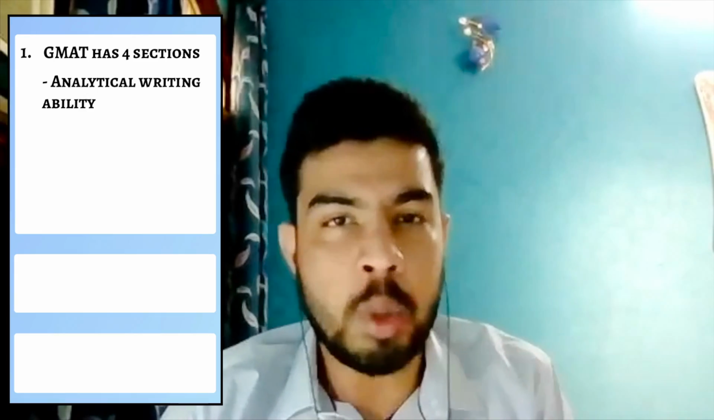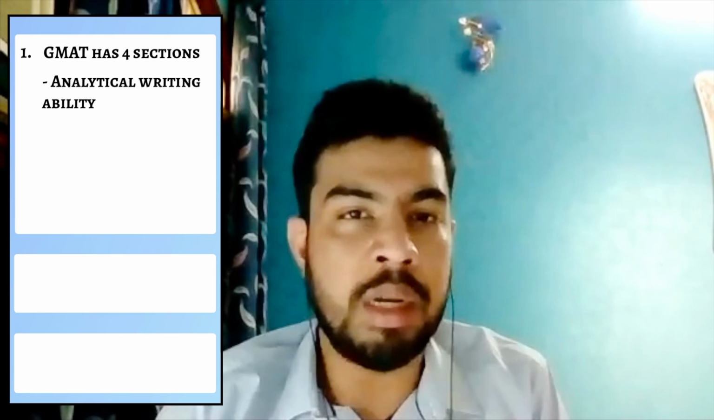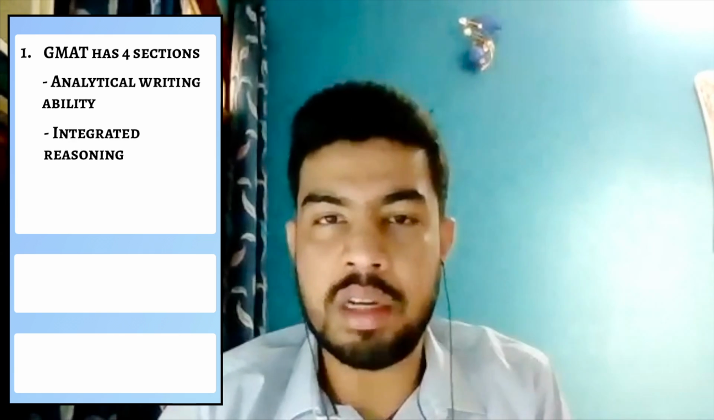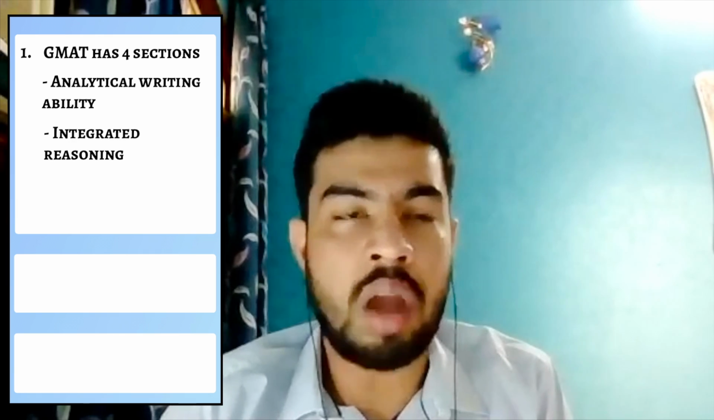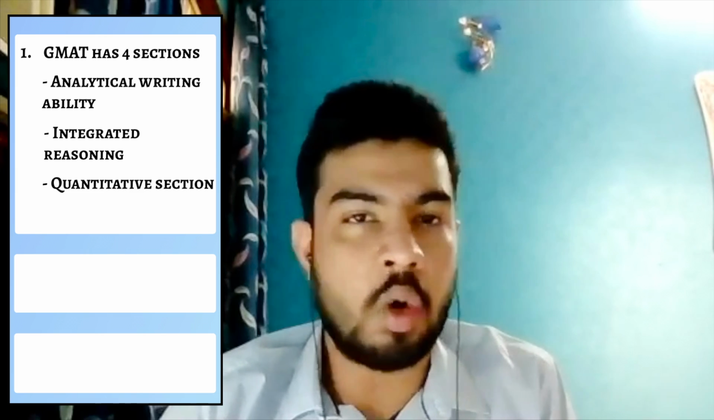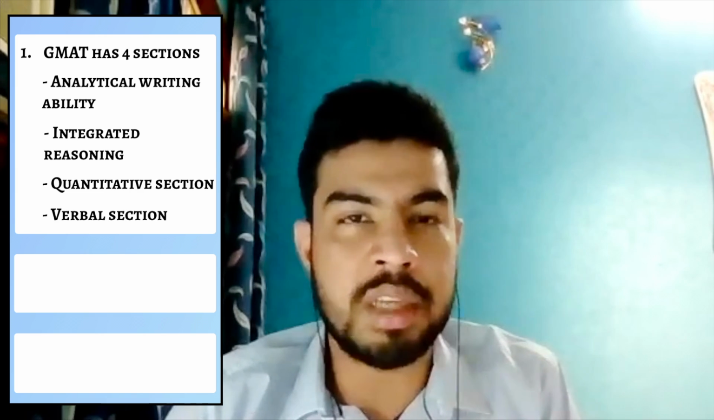So Tyagi, the very first thing is, can you tell us more about the overview of a GMAT exam? What are the different sections that are available, and how much time does each section take actually? So Nikhil, GMAT essentially has four sections. The first one is AWA, which is analytical writing ability. The second one is integrated reasoning, that is called IR. The third one is the quant section, and the fourth one is the verbal section.